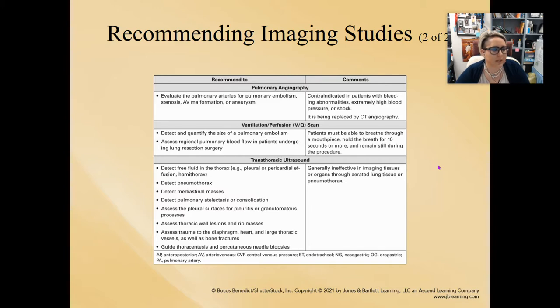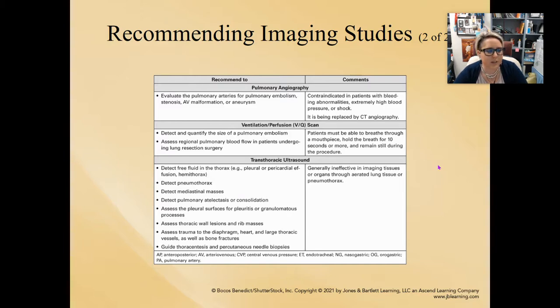Okay, so pulmonary angiogram. That's to evaluate the pulmonary arteries for PE, stenosis, AV malformation, or aneurysm. It's contraindicated in patients with bleeding abnormalities, extremely high blood pressure, or shock. And like I said, it's going to be replaced with your CT angiography because that's for your PEs.